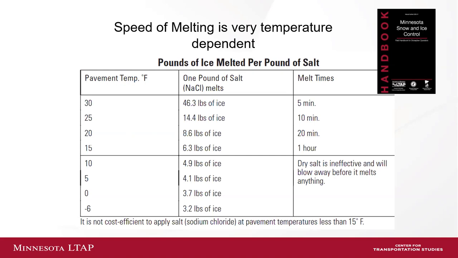And at 15 degrees, and this is the temperature that most agencies determine is the cutoff for applying salt. At a pavement temperature of 15 degrees, 1 pound of salt will only melt 6.3 pounds of ice, and it will take an hour. So from 30 to 15 degrees, you're losing that melting ability of 40 pounds. And it takes so much longer. So that's generally the cutoff.